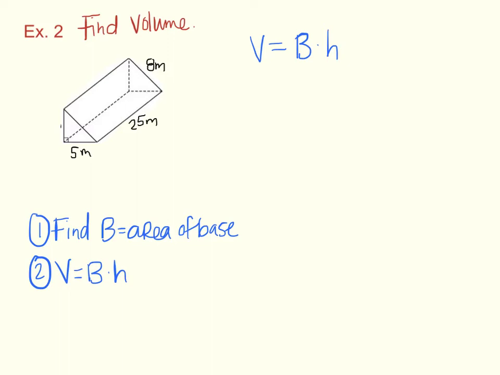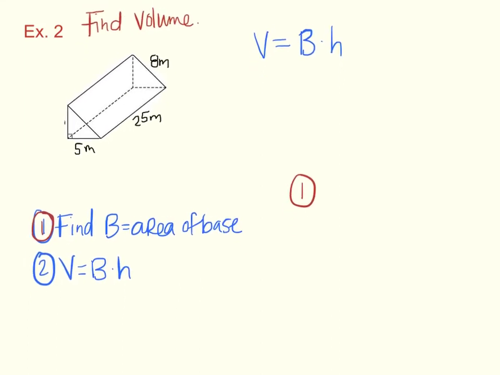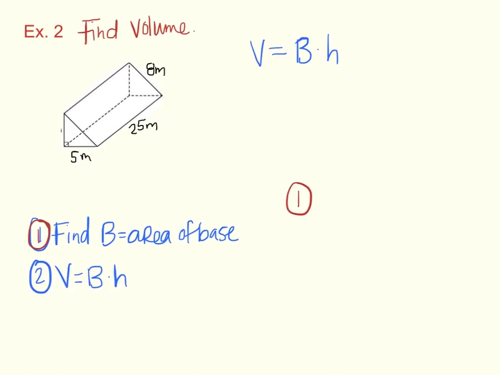Okay, so again, I'm going to color code. The first thing I'd like to do is find the area of the base. I'm going to do that math right here. My base is a triangle. So that will be the base of the triangle times the height of the triangle divided by 2.